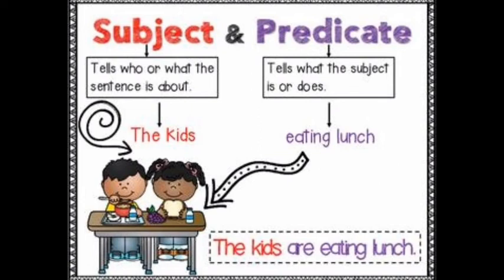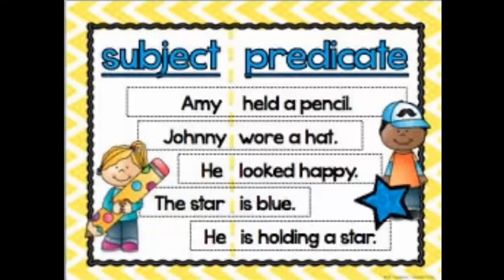For example, the kids are eating lunch. Who is eating? The kids are eating. Eating what? Lunch. Eating lunch becomes the predicate. The kids is the subject.